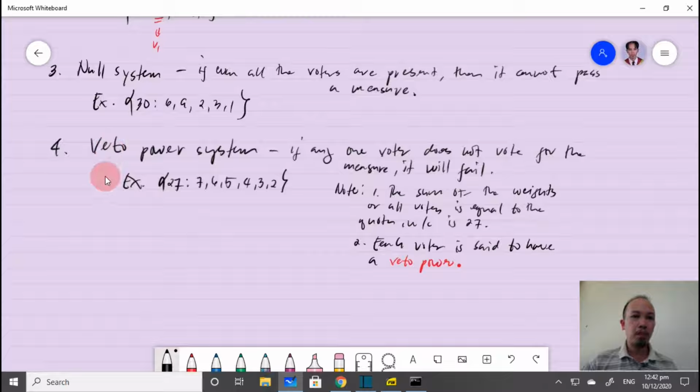So I hope that you are familiar now with these four types of weighted voting system.